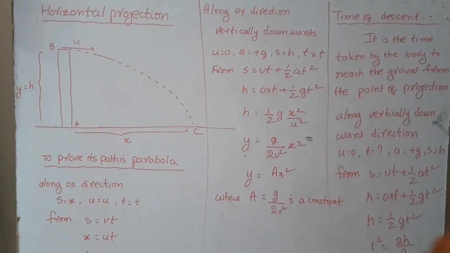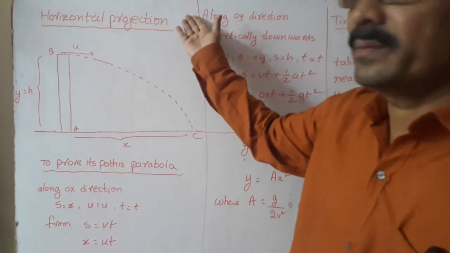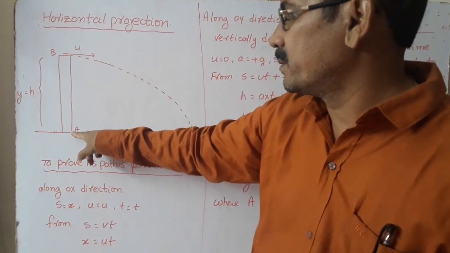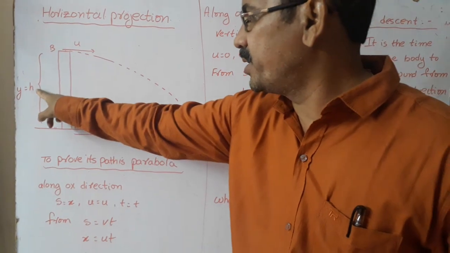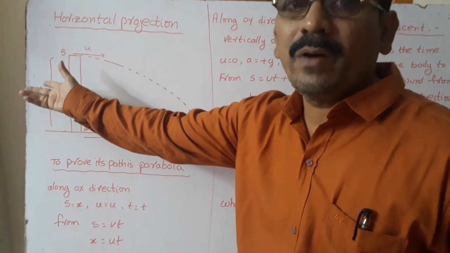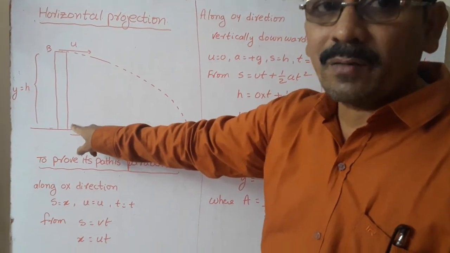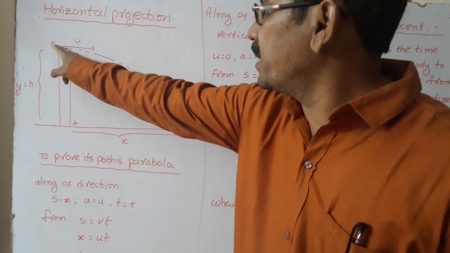Our class is horizontal projection. AB is a tower whose height is h. Of course, it may be y. Y is equal to h. A is the base of the tower and B is the top of the tower.